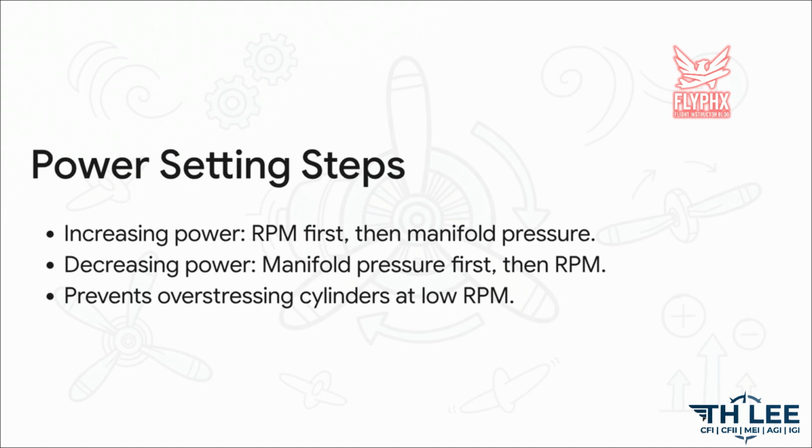So, you must memorize this strict sequence. When increasing power, push the prop lever forward first to increase RPM, then push the throttle. When decreasing power, pull the throttle back first to reduce pressure, then pull the prop lever back. Keep the RPM high before you feed it pressure.